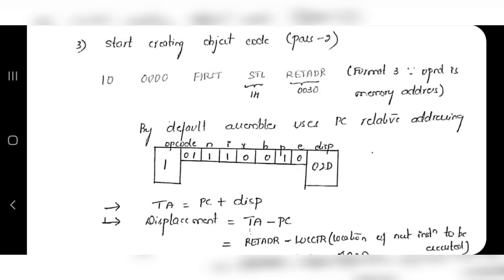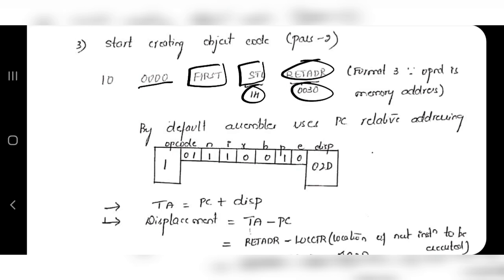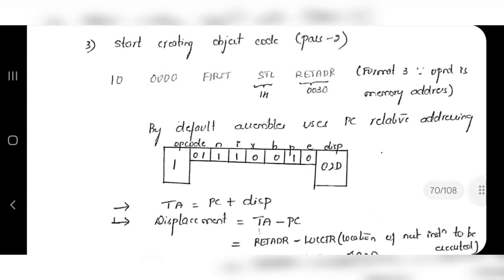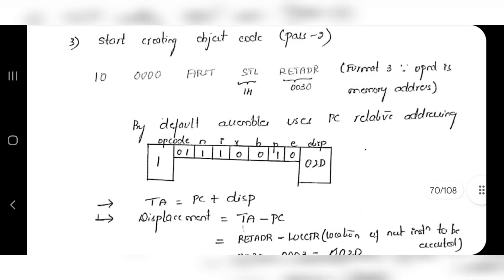As you can see, first you have to look at the address here, it's 0, and the label given here. Then to write the object code, you have to see what the opcode for STL is, which is 14, and for RETADR, what is the LOCCTR value that you have to look at, which is 0030. After that, it is format 3, because the operand is a memory address. Whenever it's a memory address, it's format 3. And that's all that is present here.